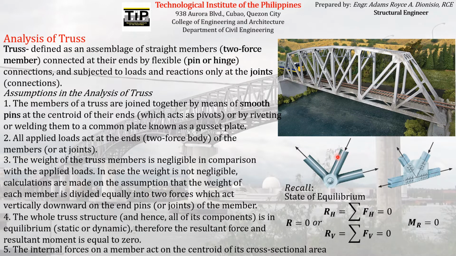Ibig sabihin, kung circular yung cross-sectional area nitong member na to, just like this. Kunyari, ito yung itsura ng cross-sectional area nito. So, according to assumption number 5, yung internal force na yan will act on the centroid of the cross-sectional area of this member, meaning dito sa gitna. Dito mag-act sa gitna nung cross-sectional area nito. So, that is our assumption number 5.